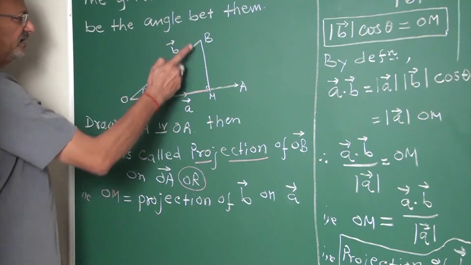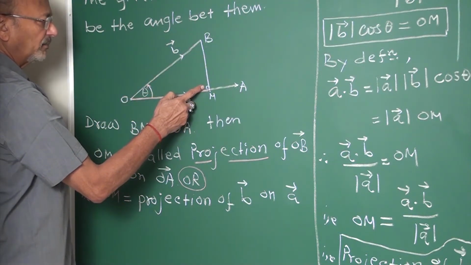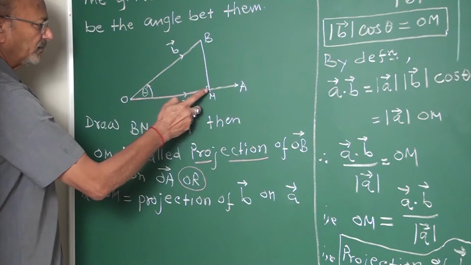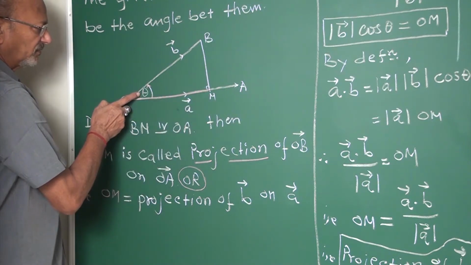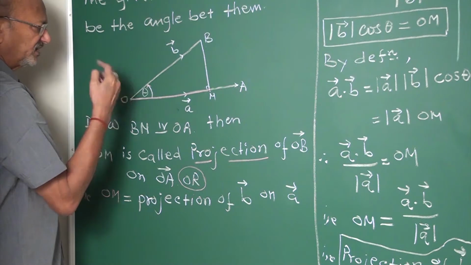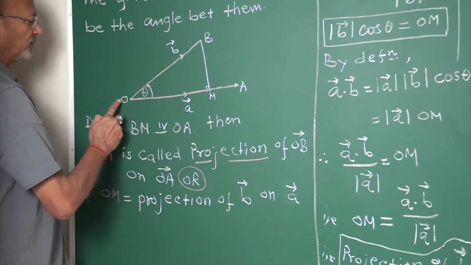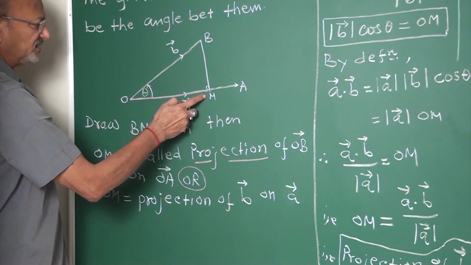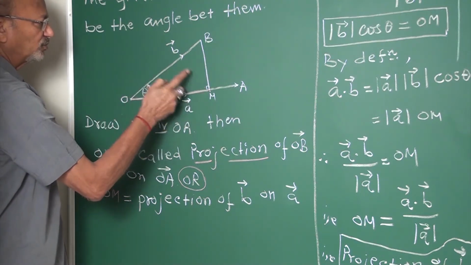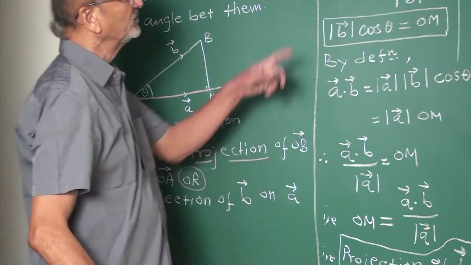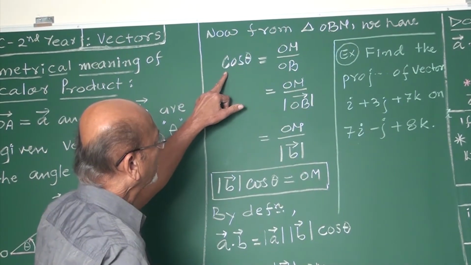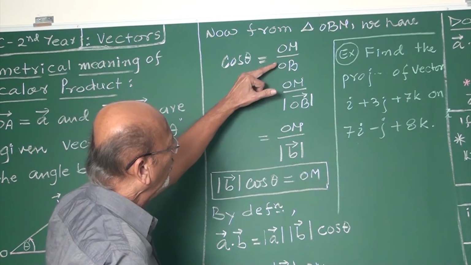Now it is a right-angled triangle, right-angled at M. In a right-angled triangle, we can define the trigonometric ratios. We want OM. This OM is nothing but the adjacent side of theta. That adjacent side defines cos. Therefore, from the triangle OBM, cos theta equals adjacent side OM upon hypotenuse OB, opposite to 90 degrees. I have written the same here.